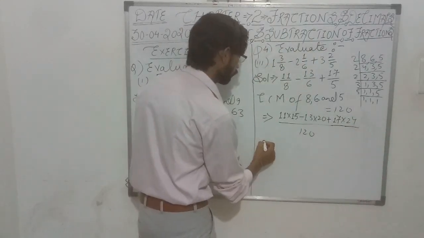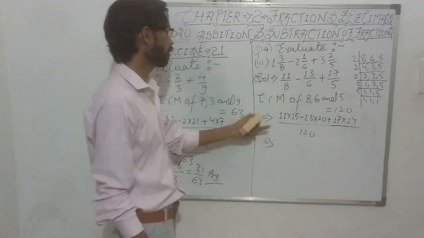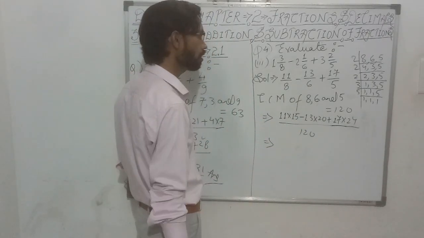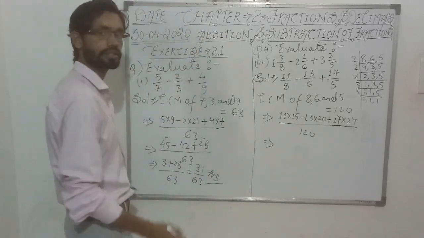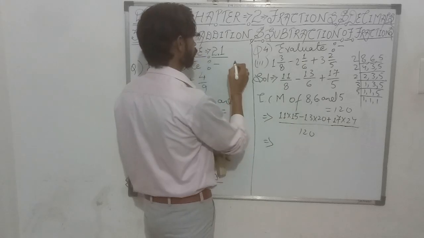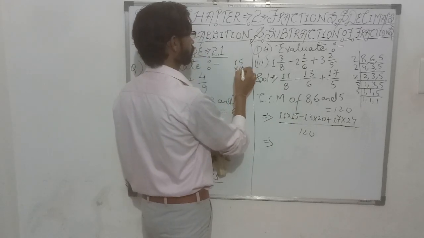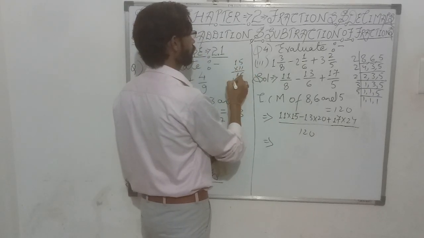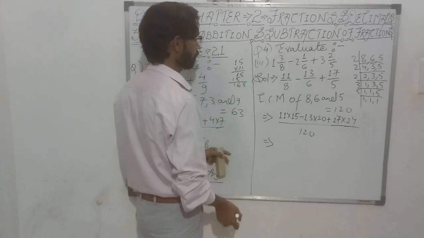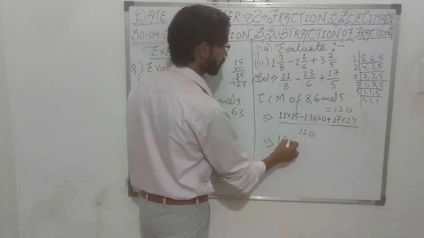Okay, so what we'll do? We'll multiply them and we will simplify them. Whatever the answer we are getting, we will write down step by step. First of all, let's see 15 into 11. So 15, 5, 6, 1. What we have got? 165.